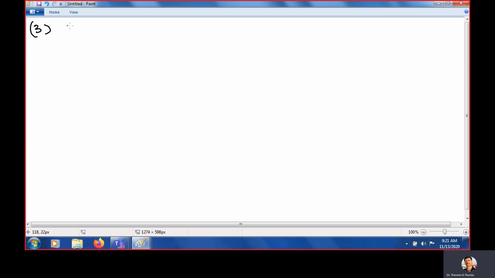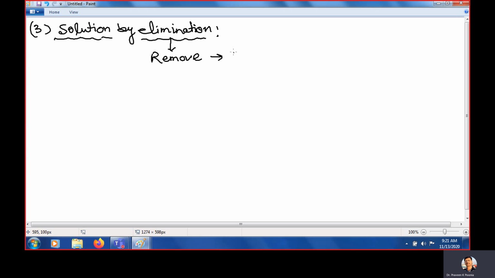What is method 3? Solution by elimination. Clear? Solution by elimination. What we are going to do in this method? In this method, elimination means remove. Remove means delete. So you need to delete one variable. How can we delete it? The process is very simple. We will learn it through the example.